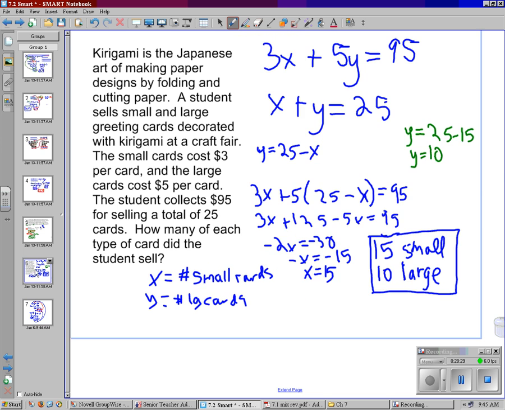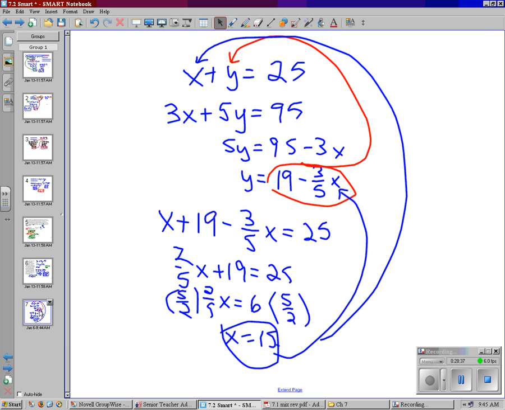Look back at what Grant did up here. Isn't it nicer to work with integers? Could it be done with the fractions? Yes, it can, but I know how some of you are with fractions. You can do it with the fractions, but I would highly encourage that you solve for one of the variables that has a 1 or a negative 1 in front of it when you are working with substitution.